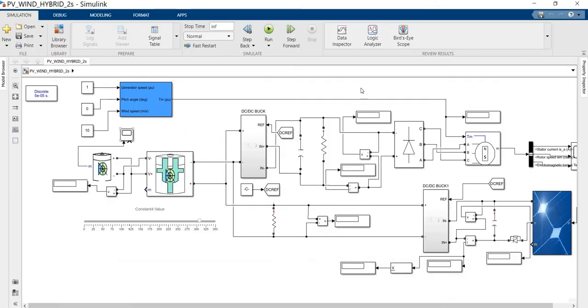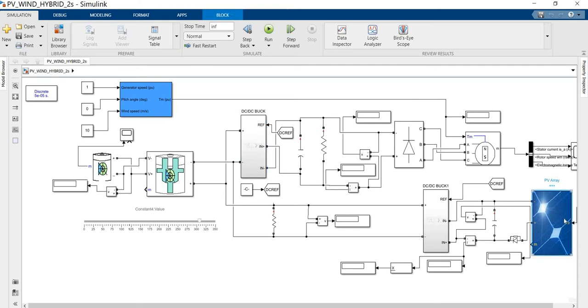This is the entire setup. This is the wind turbine, which drives the PMSG, the permanent magnet synchronous generator. The output of the PMSG, a variable AC, is converted into DC. This variable DC is regulated by the DC to DC buck converter.